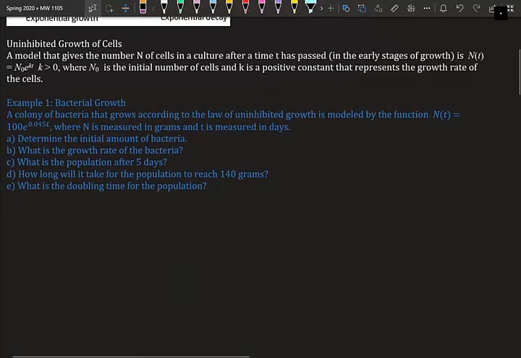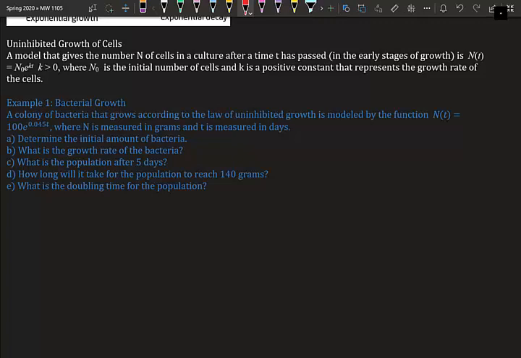I'm sure you remember something like this in biology or math before, but it's just the perfect example because bacteria grows exponentially. Bacteria, viruses, all that stuff grows exponentially. That's why it's the perfect example. So a colony of bacteria that grows according to the law of uninhibited growth is modeled by the function N of t equals 100 times e to the power of 0.054t, where N is measured in grams and t is measured in days.